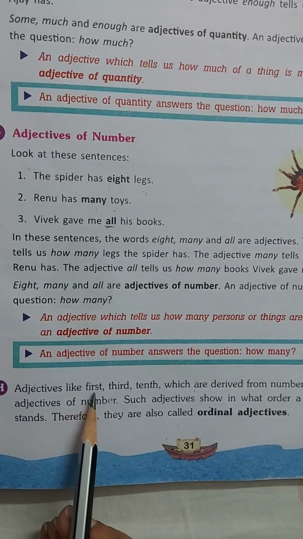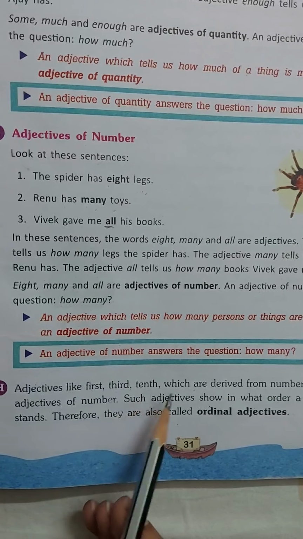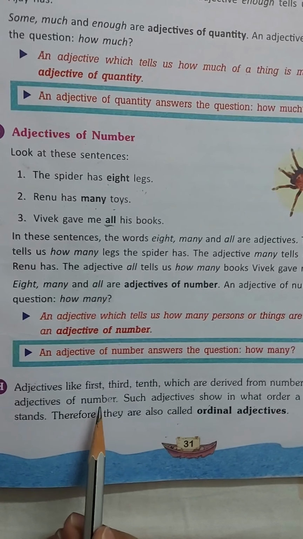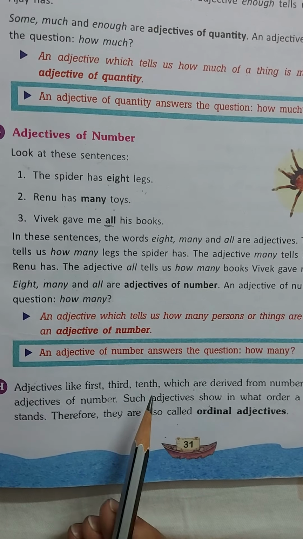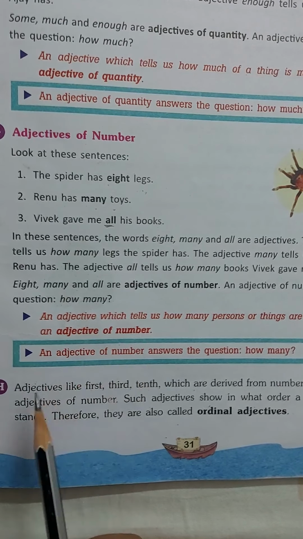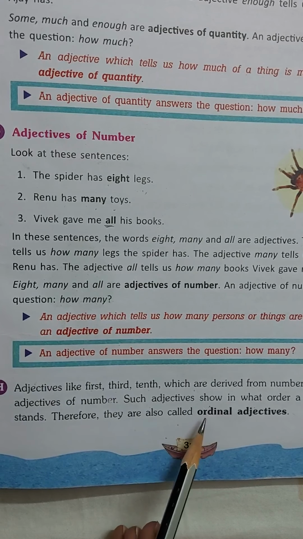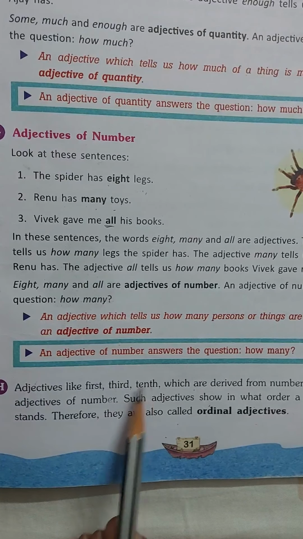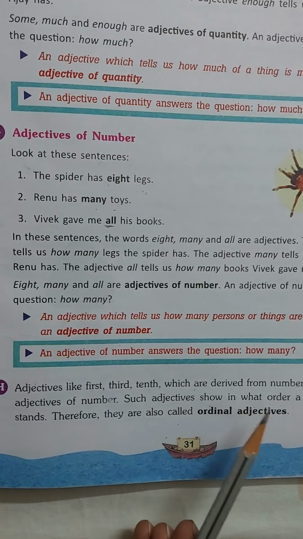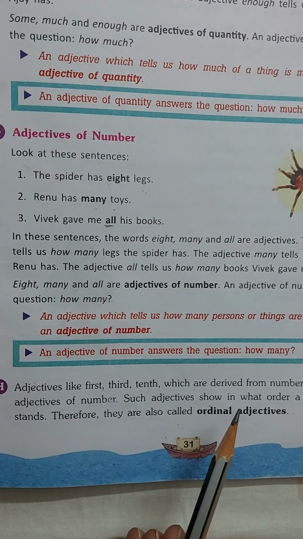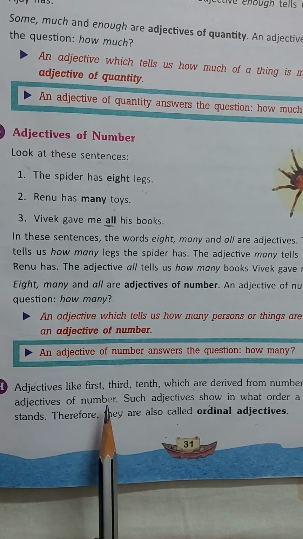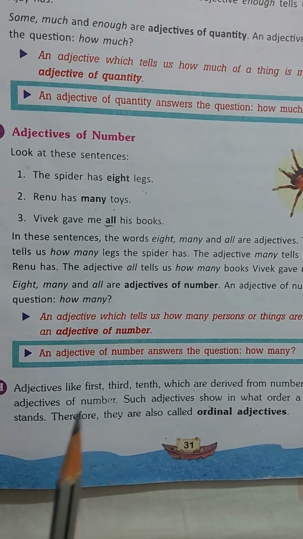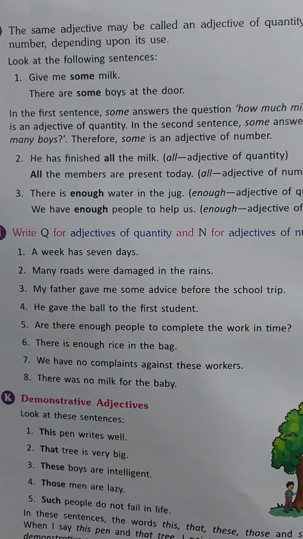Children, we have some adjectives like first, third, tenth, which are derived from numbers. So they are also called adjectives of number. And they show in what order a person or thing stands. So they are also called what? They are also called ordinal adjectives. So first, third, tenth, all these are derived from where? They are derived from numbers. So they are also called adjectives of number. And because such adjectives show in what order a person or thing stands, therefore we also call them ordinal adjectives.